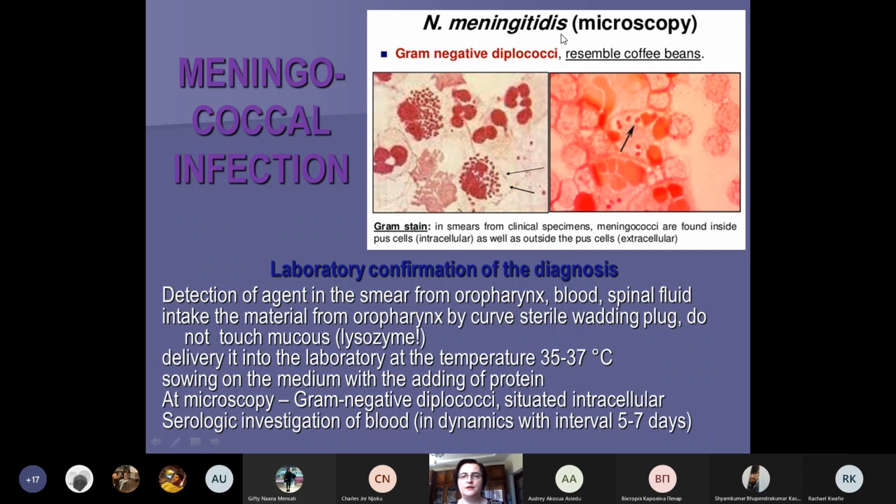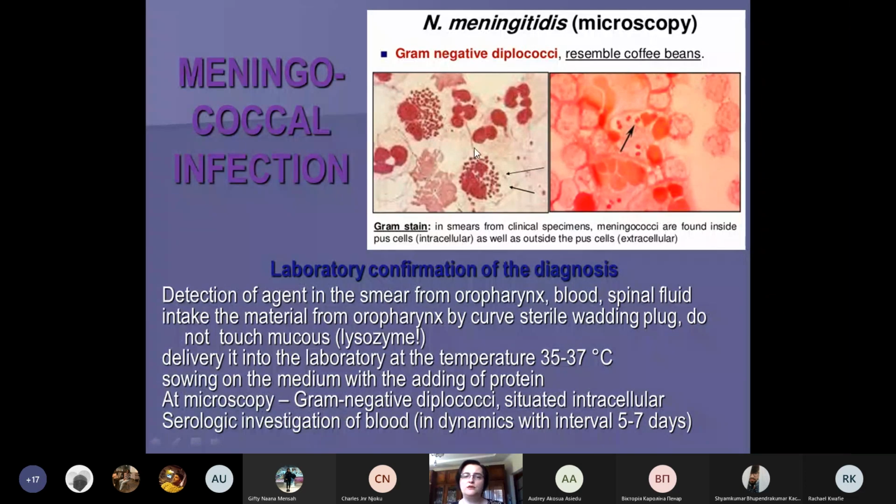meningococcus, yes, Neisseria meningitidis. Deliver it to the laboratory at a temperature of about 35-37 degrees, because the agent is very sensitive to lower temperatures. Also, meningococcus will die. Sowing on a medium with the addition of proteins.